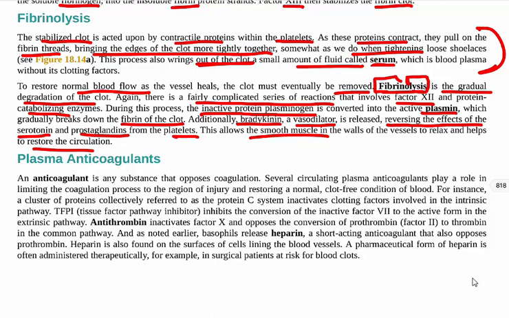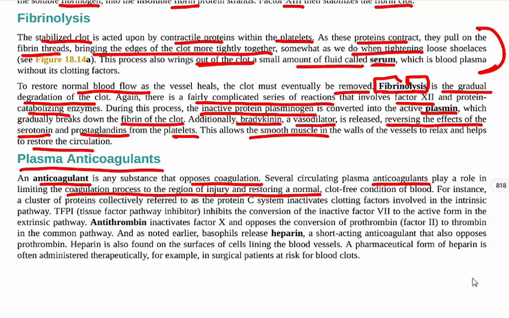All right, so now we're going to talk about some of the plasma anticoagulants. An anticoagulant is any substance that opposes coagulation, right? So something that's going to stop that coagulation process. Several circulating plasma anticoagulants play a role in limiting the coagulation process to the region of the injury. So again, we don't want this to happen all over the place, so we want to make sure it's only happening right where we need it, right at the site of the injury. So we have these anticoagulants that are flowing around, making sure that this isn't happening outside of that area.